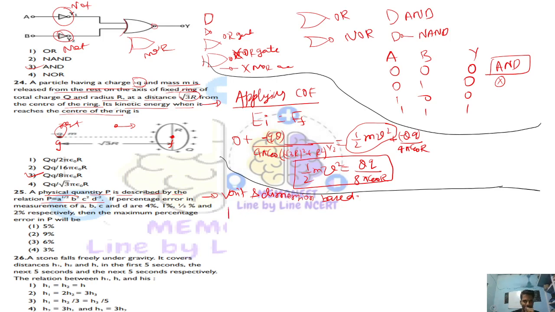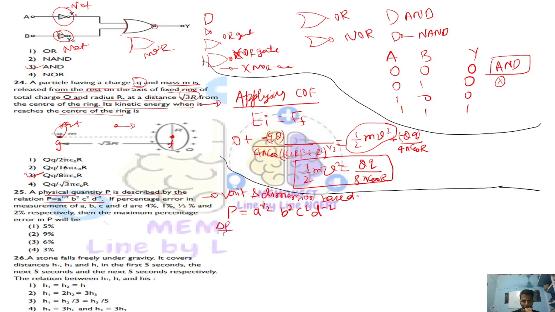It is given as P is equal to a to the power 1 by 2, b to the square, c to the square, d to the power minus 2. If the percentage errors in the measurement of A, B, C and D are given, then find the maximum percentage error. You need to calculate the percentage error of P. You can easily do this.